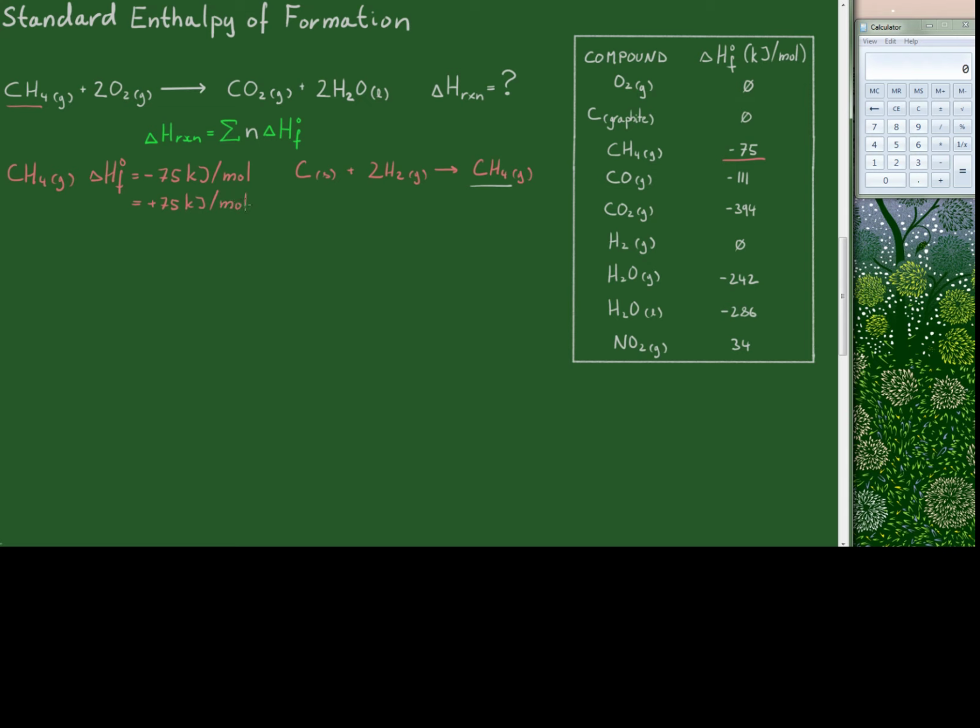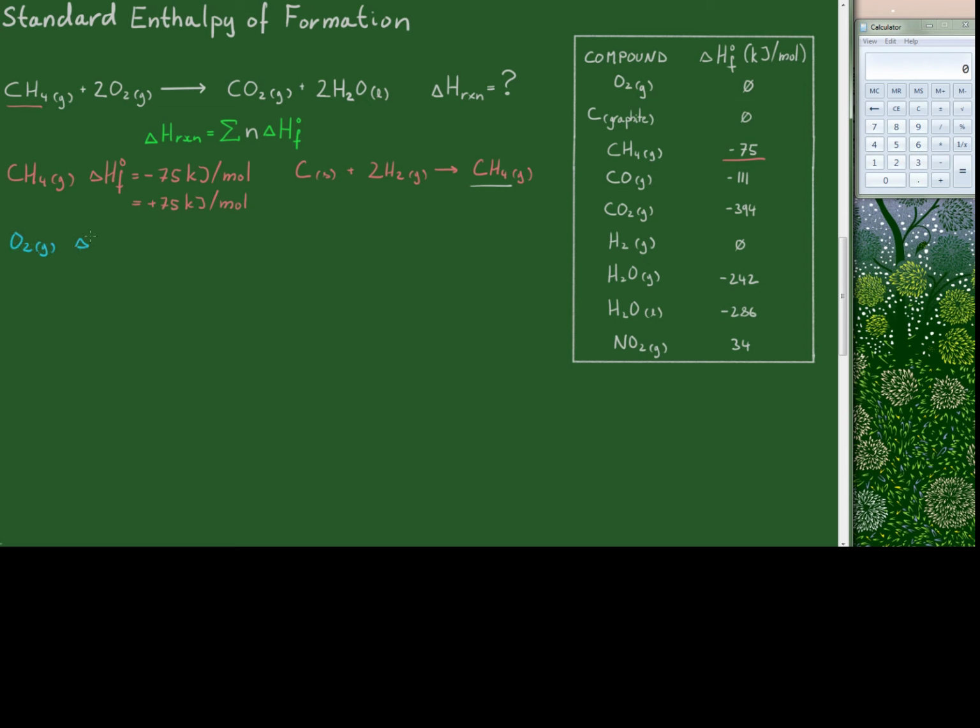And that holds true for all calculations of this sort. The enthalpies of formation for your reactants have to have their sign reversed. So if the enthalpy of formation is positive, it has to become negative. If it is negative, it has to become positive. Let's move on. Next one is oxygen.